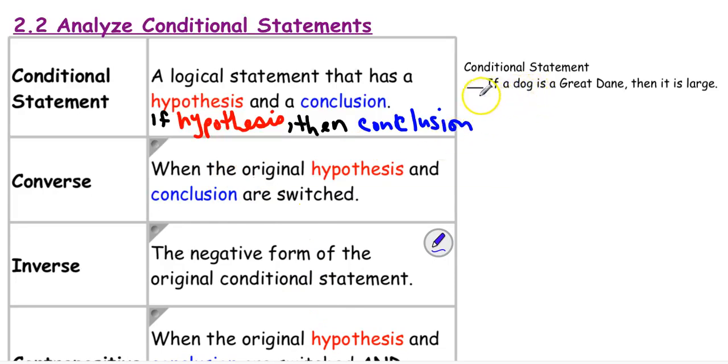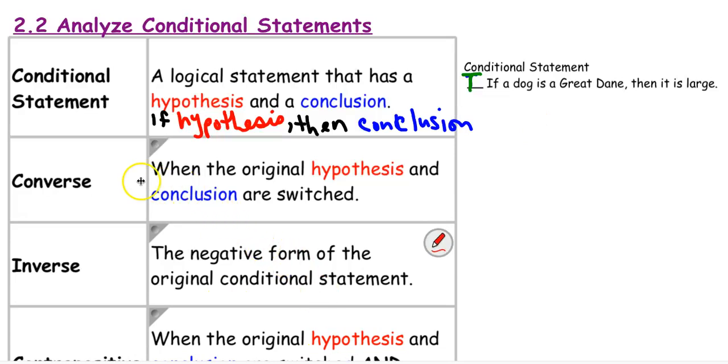Here I gave an example. If a dog is a Great Dane, then it is large. So I always like to say we are talking about an adult Great Dane, and this is a true statement. So one of the issues we always have in this unit is just because we write it doesn't make it true. So we're actually going to have a lot of conversation about true or false and counter examples, but here, if a dog is a Great Dane, then it is large.